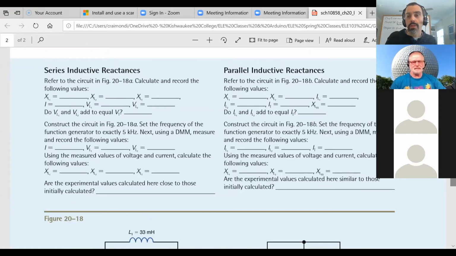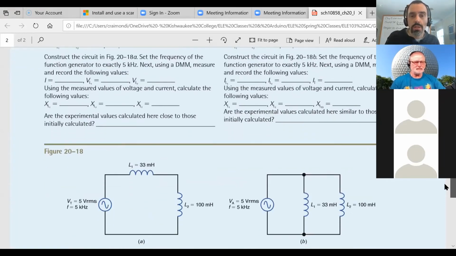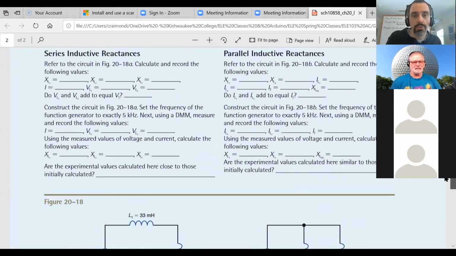Okay, all right, let's do this. Let's calculate the XL values for this circuit down here.